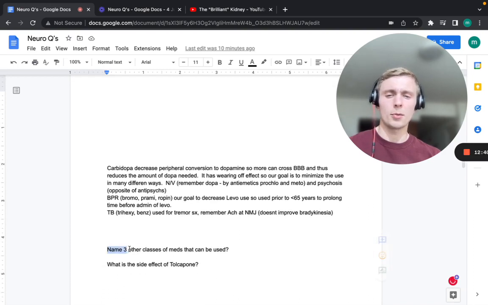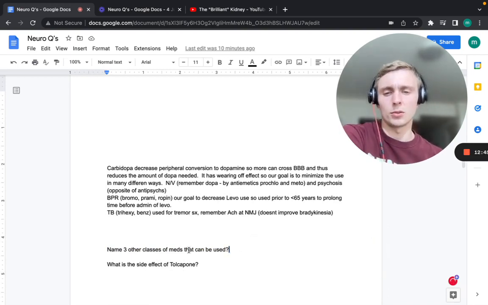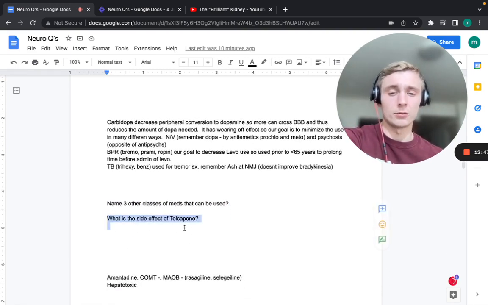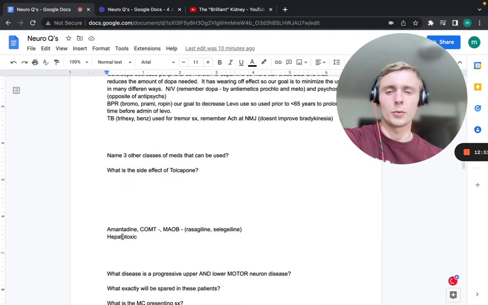So next one, what are 3 other classes of meds that can be used? And what is the side effect of tolcapone? So we can use amantadine, we can do COMT inhibitors, we can do MAOB inhibitors like rasagiline and selegiline, and tolcapone is a COMT inhibitor, and that's hepatotoxic.